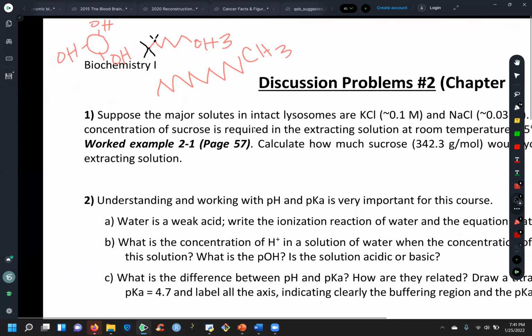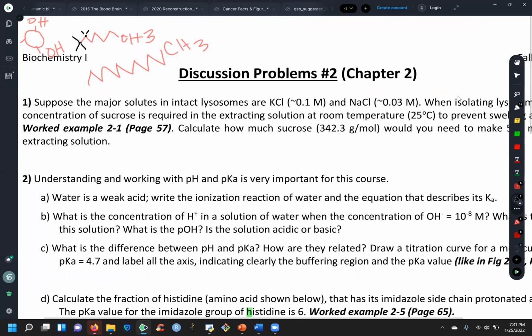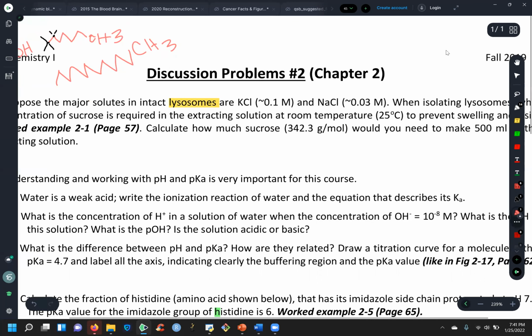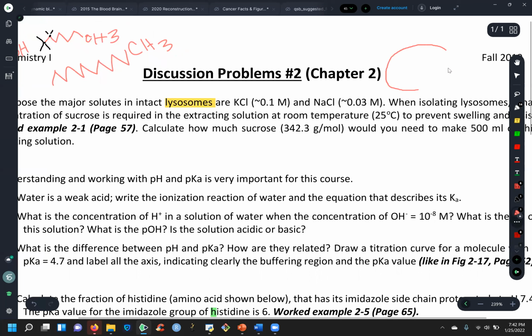So for your first problem here, suppose, I'm going to read the problem first, and then I'll go ahead and walk you through it. So suppose the major solutes in intact lysosomes are potassium chloride. So we're talking about a lysosome, that's just an organelle inside of the cell. And for me to be able to understand a problem, I love to draw it out. So we have a lysosome.